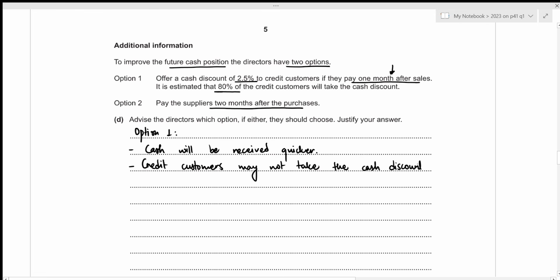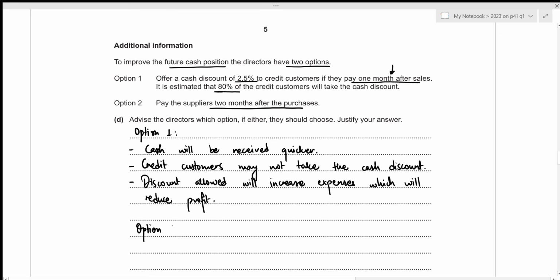And in this case, we are offering the discount, right? So discount allowed will increase our expenses, which will reduce the profit. Discount allowed will increase expenses, which will reduce profit. Okay, that's all for option 1. Now let's move towards option 2.